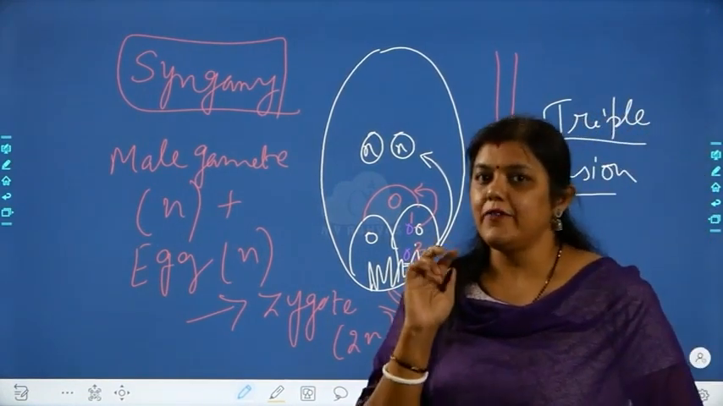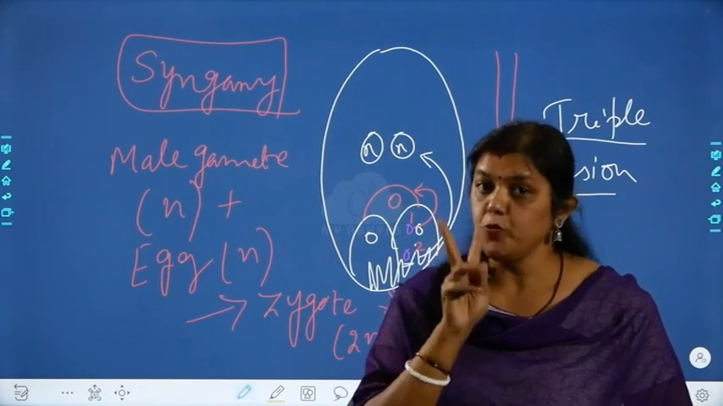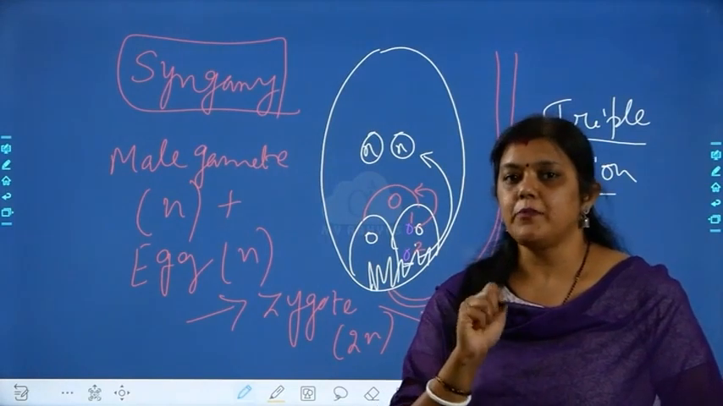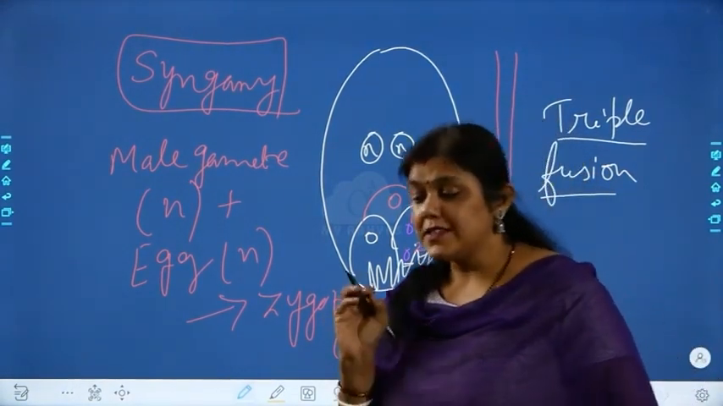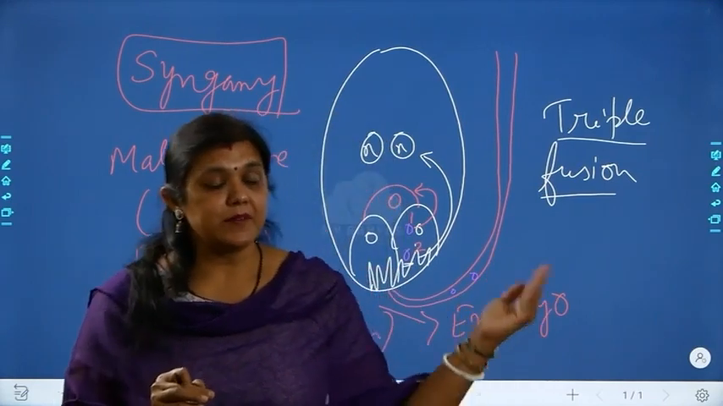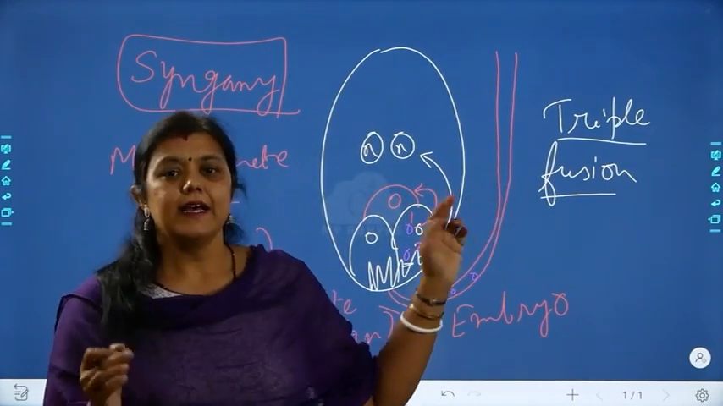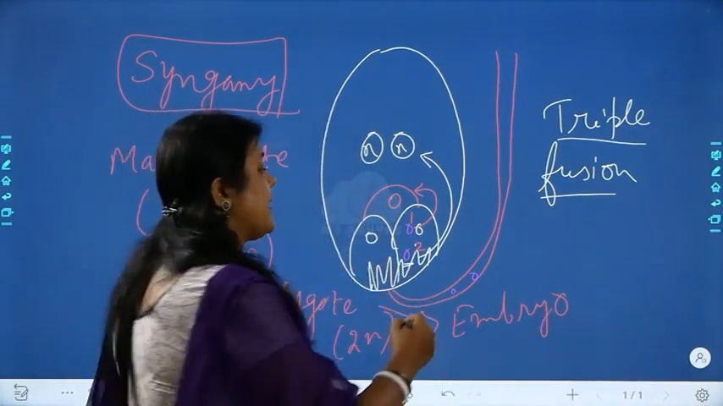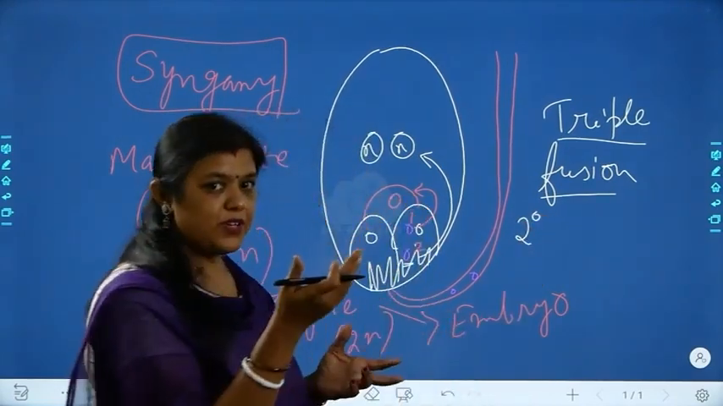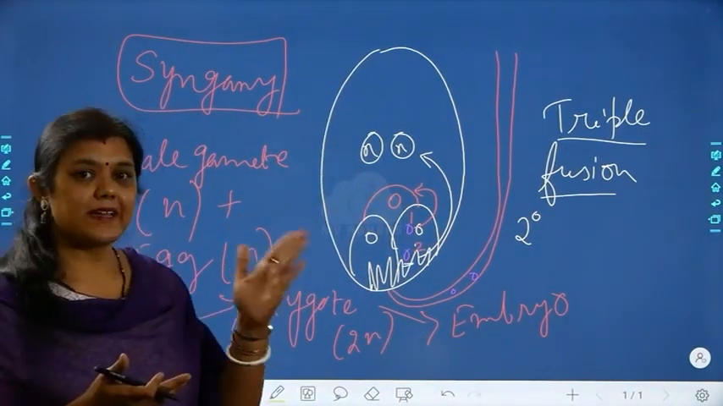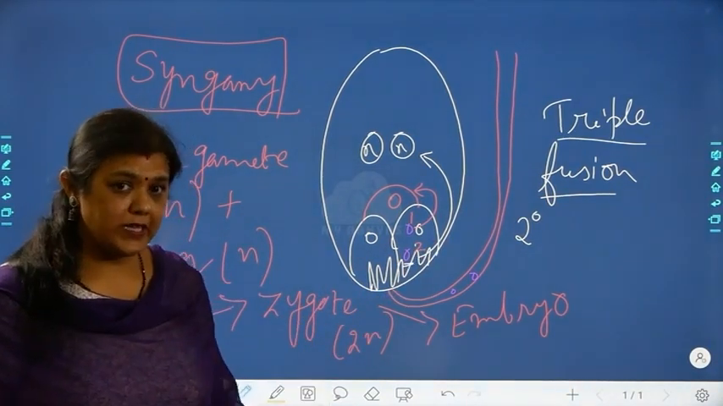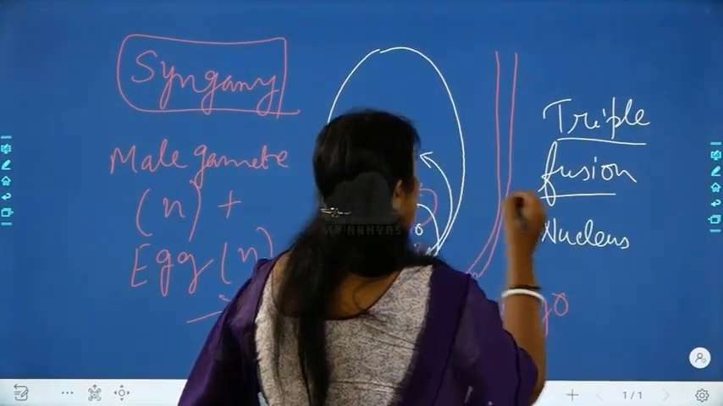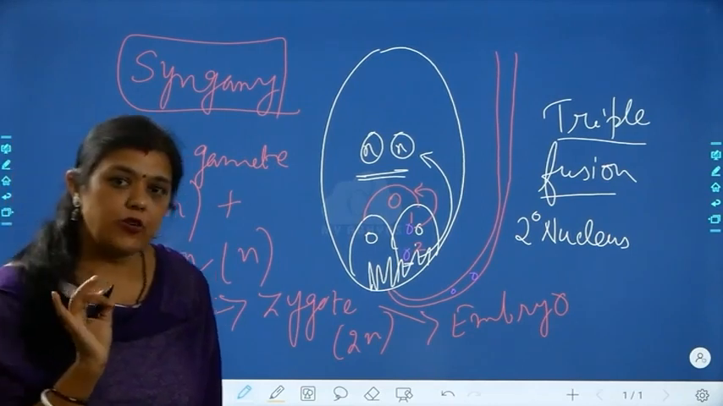In the center, there were two polar nuclei, right? These polar nuclei have a ploidy, or chromosome number, of n. Now, just before the male gamete comes and fuses with these two polar nuclei, they will combine with each other and form a secondary nucleus. Primary, secondary and tertiary, like 1 degree, 2 degree, 3 degree. So a secondary nucleus will be formed in the center of the cell.